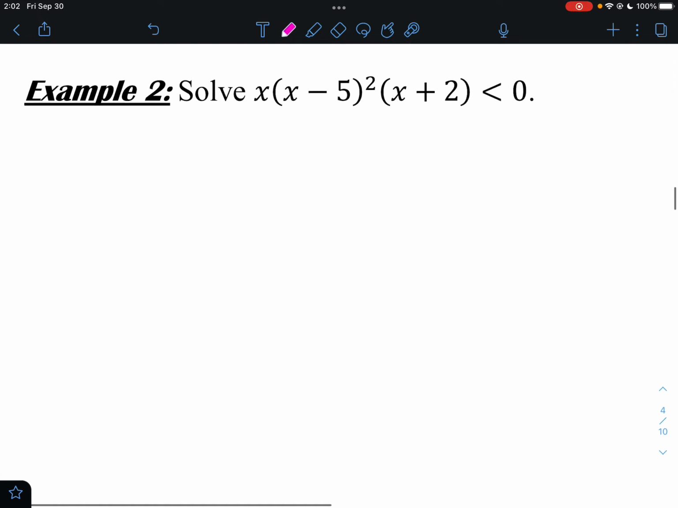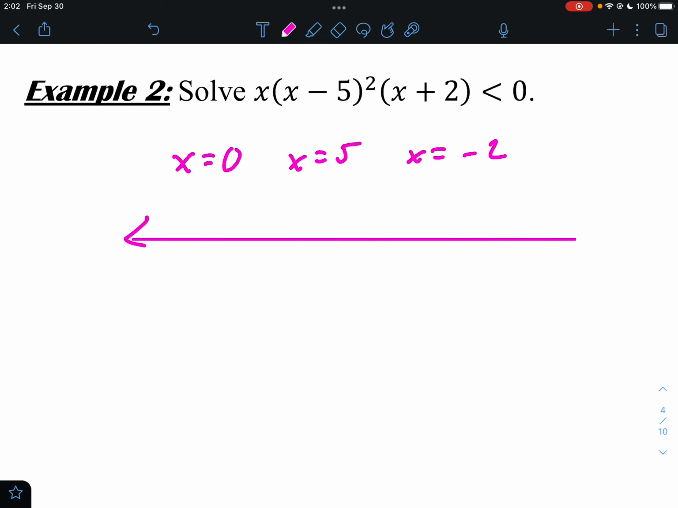Example 2. Again, it's in factored form, which is great. So our zeros are 0, 5, and -2. All right, if we draw a number line including those 3 zeros. All right, now I'm going to use my shortcut here and pick test points. But before I do that, are the circles open or closed? Since it's not equal to, our circles are open.